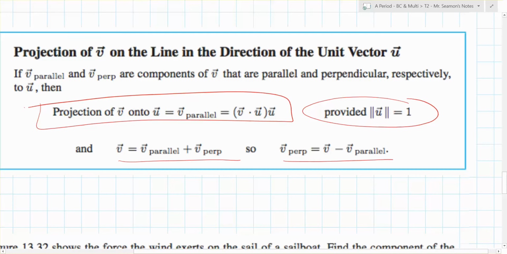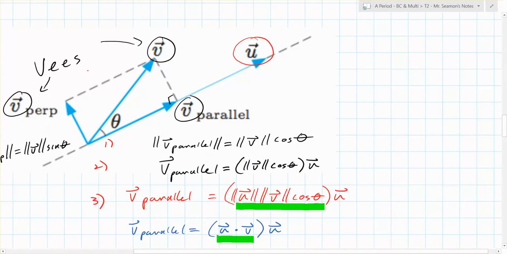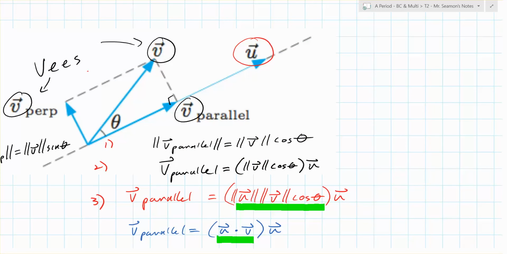Do you see that word projection? v parallel is the projection of v onto u. Do you see that? Like if you had a light shining down, it's this projection. Sometimes if you look at other calc textbooks, they don't call it v perp and v parallel. They use projection and I forget the other word, but I'm trying to forget it so I don't confuse myself. Okay? It kind of is annoying.